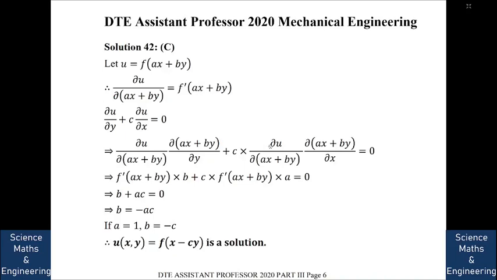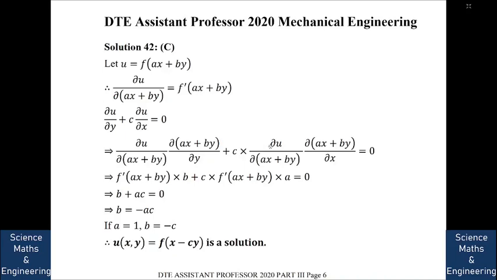Now, if we come to the equation, del u by del y plus c del u by del x equal to 0, we can write it as del u by del (ax plus by) into del (ax plus by) by del y, plus c into del u by del (ax plus by) into del (ax plus by) by del x, is equal to 0. So del u by del (ax plus by) is f dash of (ax plus by). So we have f dash of (ax plus by) into b plus c into f dash of (ax plus by) into a, which is equal to 0.